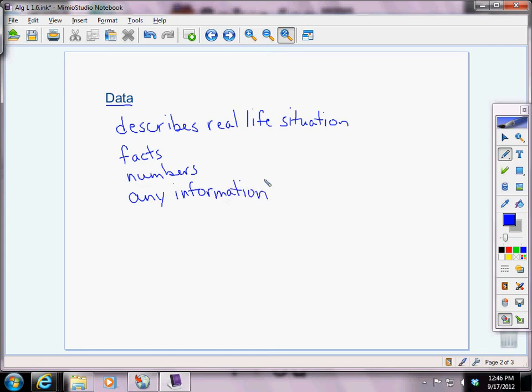Any information is data. There is no best way to organize data. We don't have one way that we can say, oh, this is the way you should do it. But we have many different ways, and depending on the data you're given depends on whether it's the best way or not. So data describes real-life situations, and it's any information we can collect.